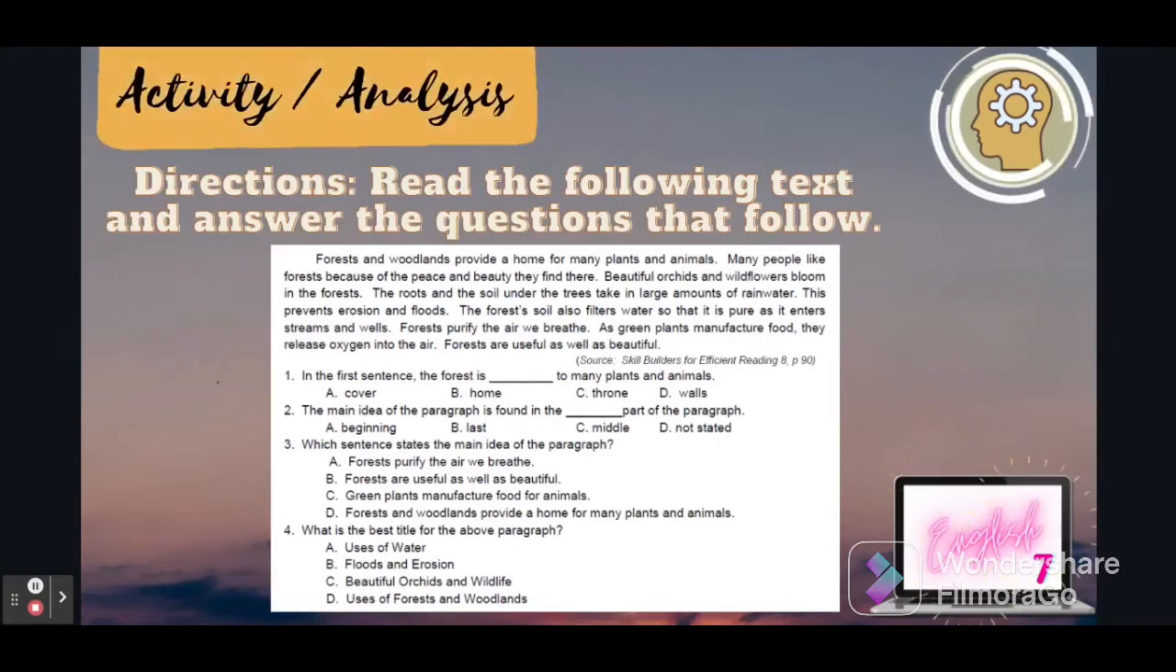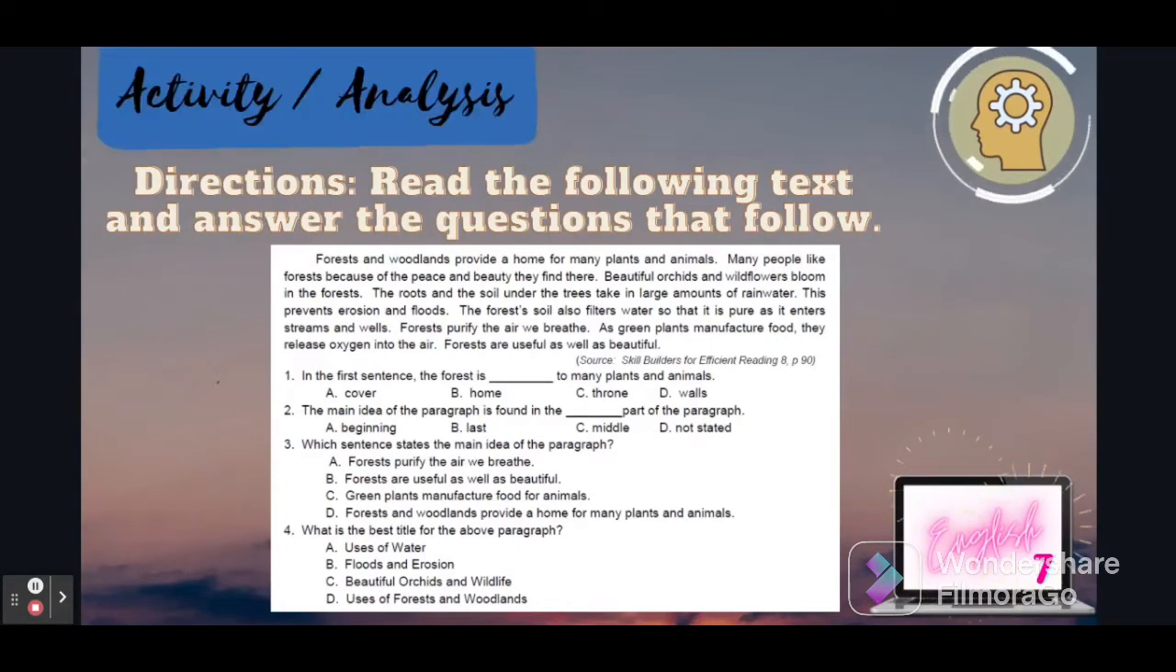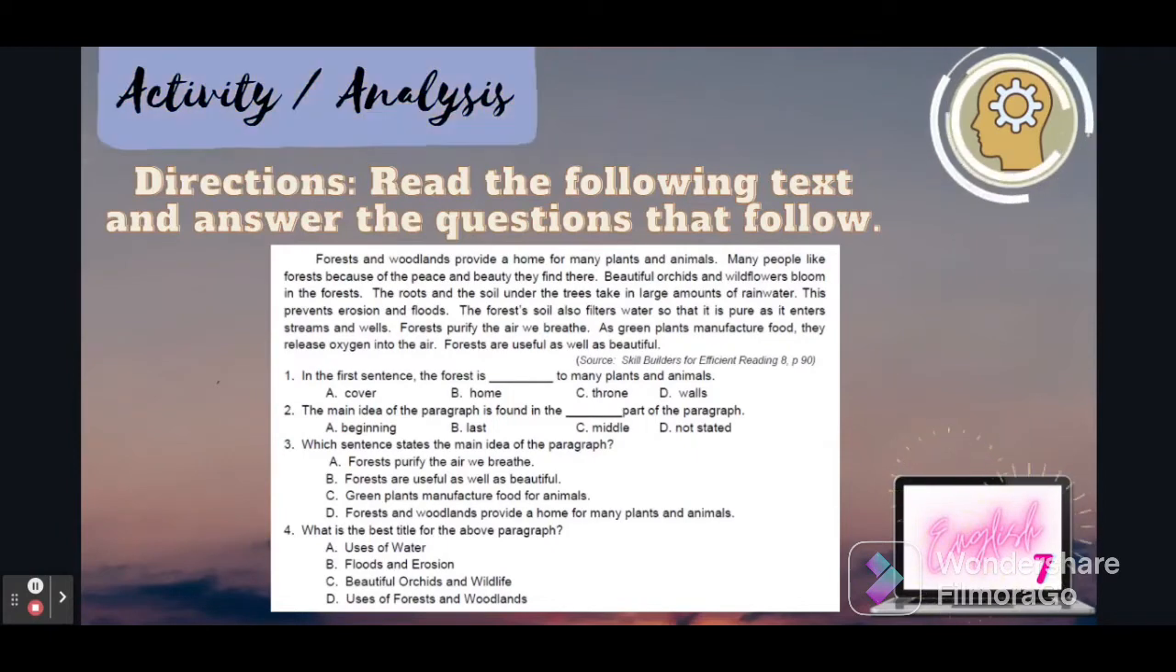All right. For number one, in the first sentence, the forest is blank to many plants and animals. The correct answer is letter B, home. For number two, the main idea of the paragraph is found in the blank part of the paragraph. That's letter B, last. For number three, which sentence states the main idea of the paragraph? The correct answer is letter B. Forests are useful as well as beautiful.